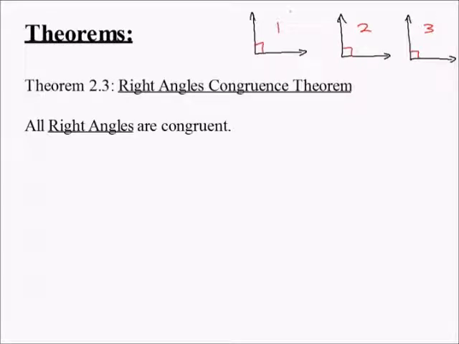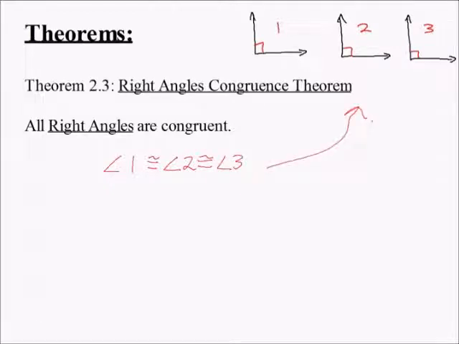Basically in this section, we don't need the vocab because we've used the vocab several times before. We're going to have a few theorems, one of which is the right angle congruence theorem, which is all right angles are congruent. I need you to have the pictures, and you can say here that angle 1 is congruent to angle 2, which is congruent to angle 3.